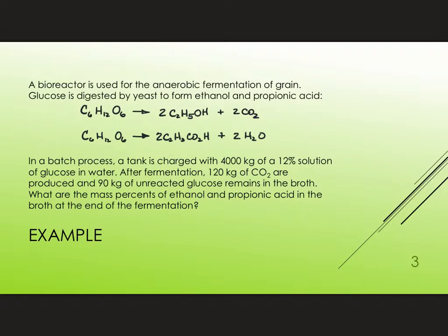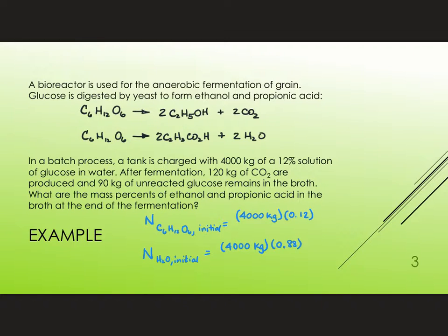After fermentation, 120 kilograms of CO2 are produced and 90 kilograms of unreacted glucose remain in the broth. We want to know what are the mass percents of ethanol and propionic acid in the broth at the end of the fermentation. Now we can work in either mass or mole. It is easier to measure mass, but it's easier to work with mole. So step one that I choose would be to convert my masses to moles.